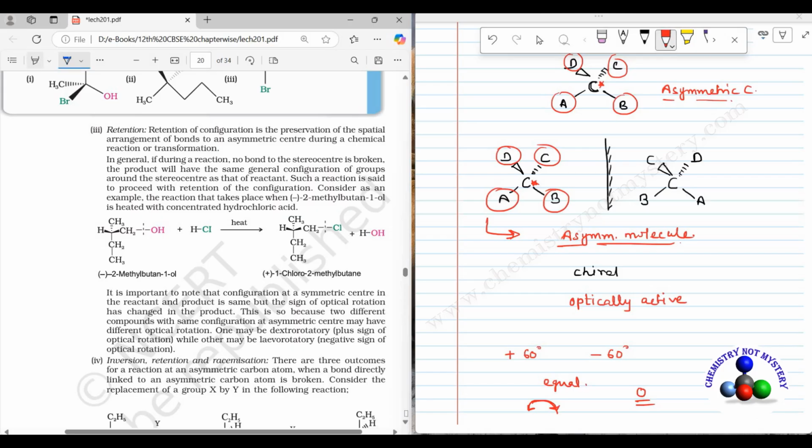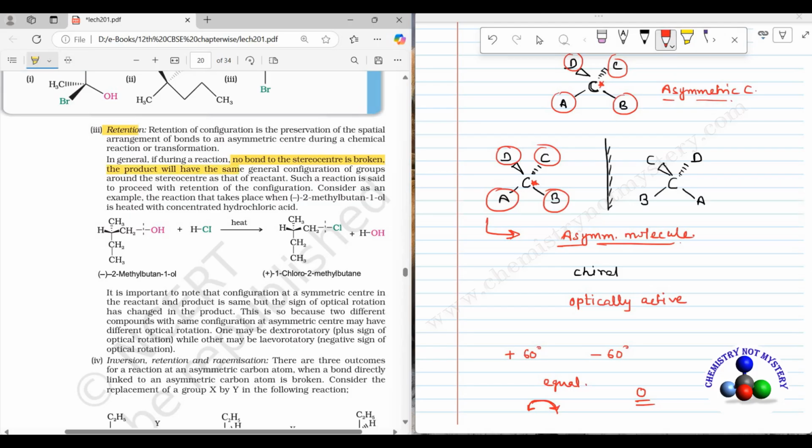Now come to retention. Retention of configuration is the preservation of the spatial arrangement of bonds to an asymmetric center during a chemical reaction or transformation. In general, if during a reaction no bond to the stereo center is broken, meaning the carbon to which all four different groups are bonded does not get involved in the chemical reaction, then there will be no change in the stereo center of the molecule.